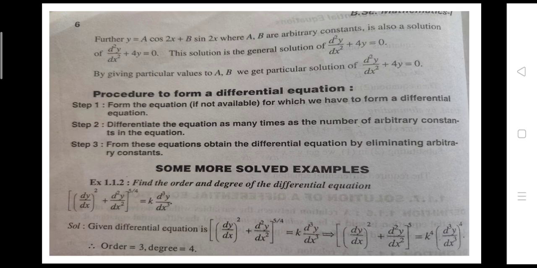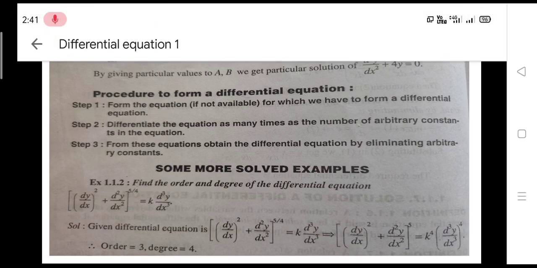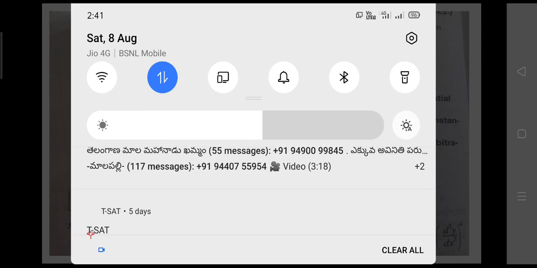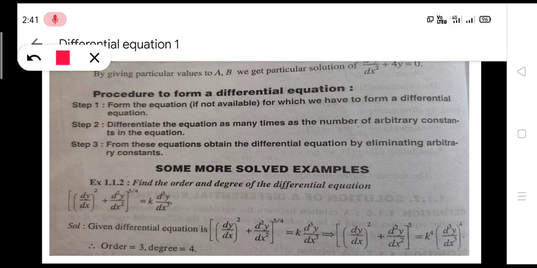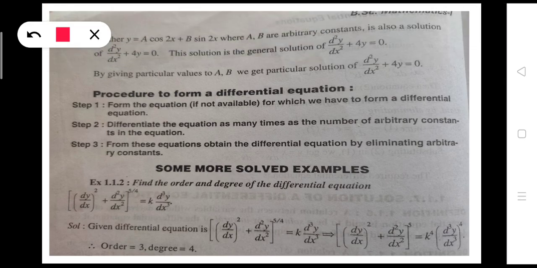Further, y equal to a cos 2x plus b sin 2x, where a and b are arbitrary constants, is also a solution of d square y by dx square plus 4y equal to 0. This solution is the general solution of the differential equation d square y by dx square plus 4y equal to 0. By giving particular values to a and b, we get a particular solution of d square y by dx square plus 4y equal to 0.